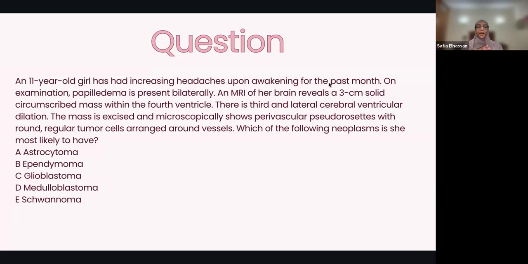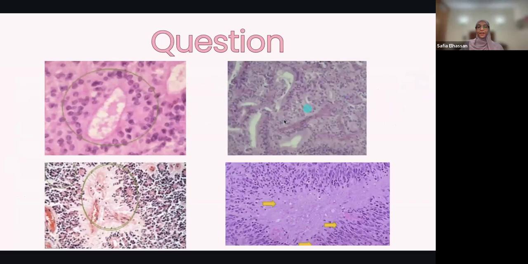Okay, yes, it's B, ependymoma. So why do you guys say B? Within the 4th ventricle, yes. 11-year-old, yes. Ventricle, yes. And perivascular pseudo-rosettes, yes. Okay, so what would it look like on histopathology? This is A, B, C, and D.